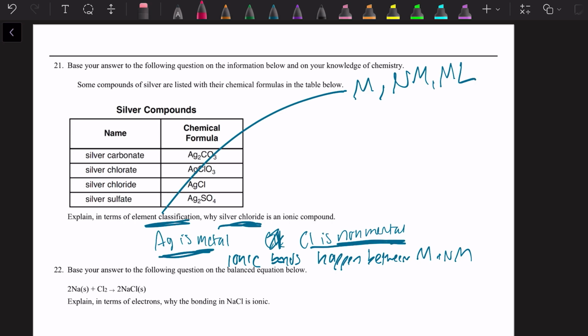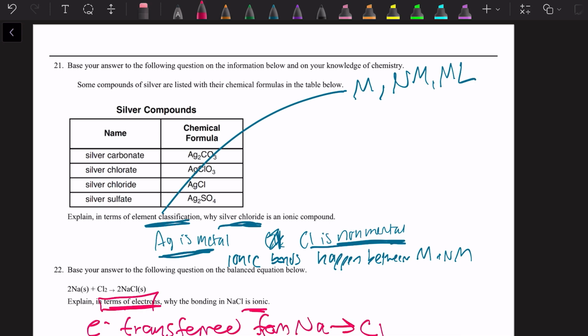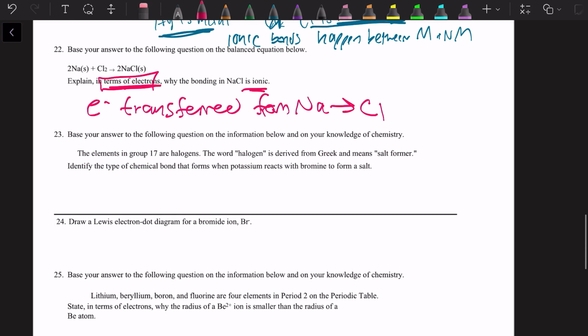Number 22, explain in terms of electrons why this is ionic. Now, if you wrote sodium is a metal, chlorine is a nonmetal, that is an accurate statement, but it would be marked wrong because it's not in terms of electrons. Electrons are transferred from Na to Cl. That's what makes it ionic. It's the transfer of electrons.